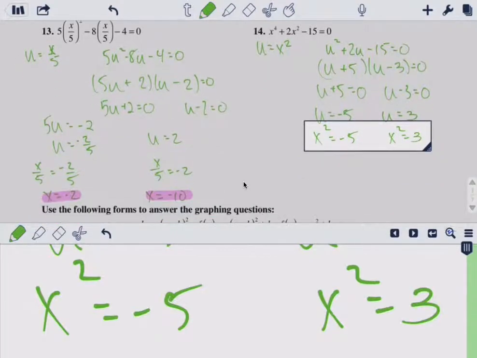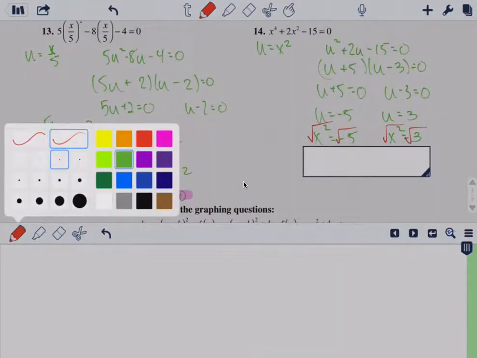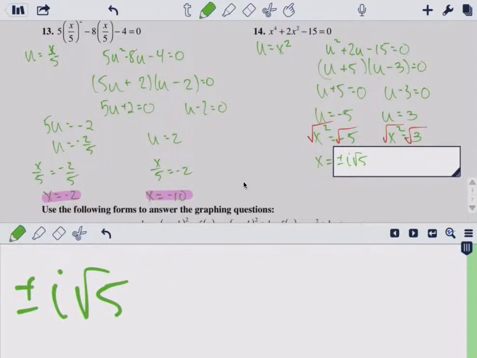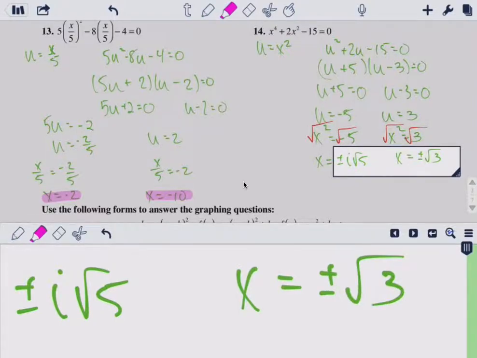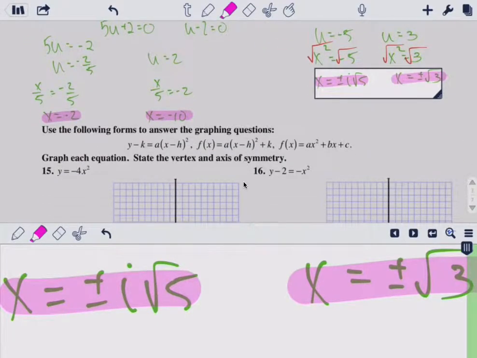To get rid of the squared, I have to take a square root. And remember, when you take the square root in an equation, like having x squared, I get positive, negative, and this one is i square root of 5 because of the negative in there, or I get x is equal to positive, negative square root of 3. Okay, that's 13 and 14. All right, the graphing.